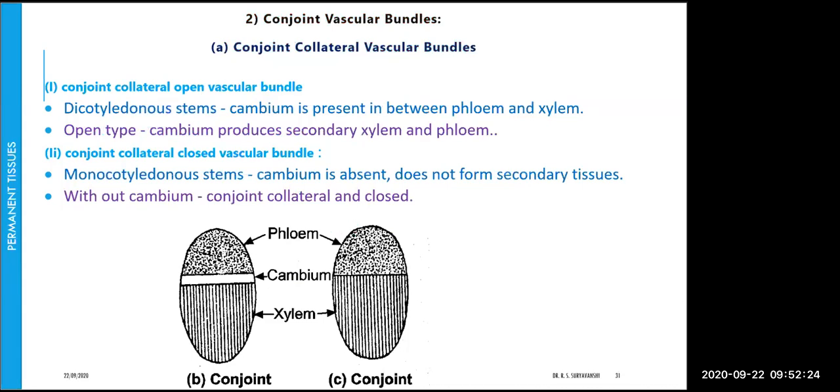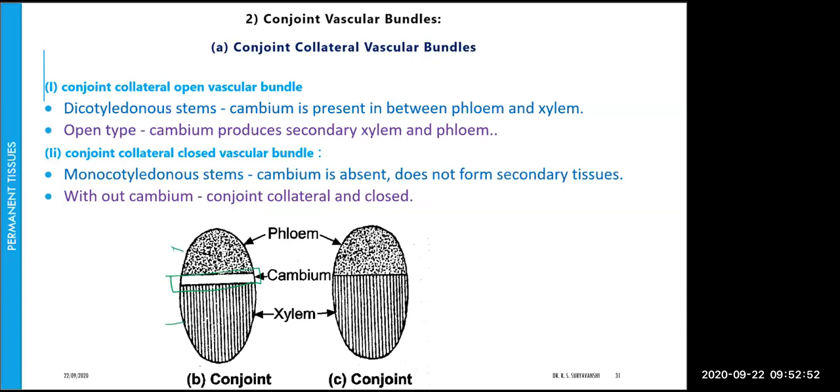In conjoint collateral vascular bundles, especially the conjoint collateral open vascular bundle in dicotyledonous stems, cambium is present in between phloem and xylem. This one is the cambium. It is present in between this phloem and xylem.